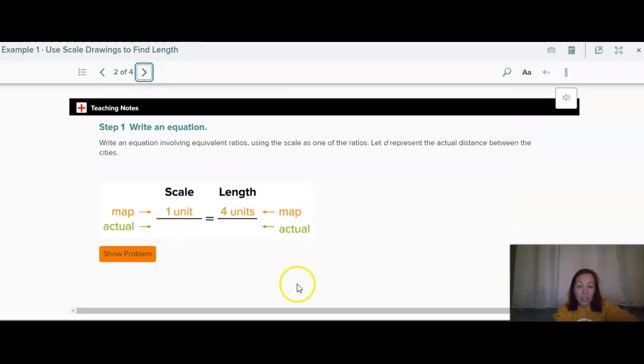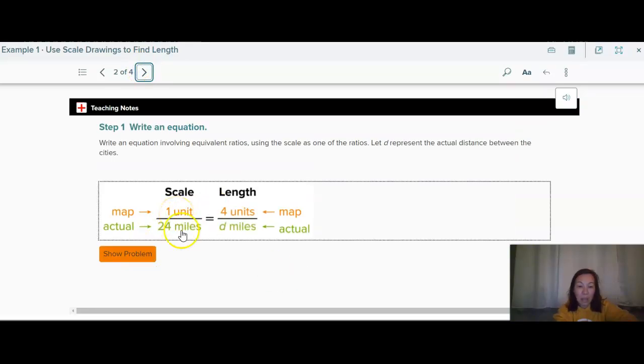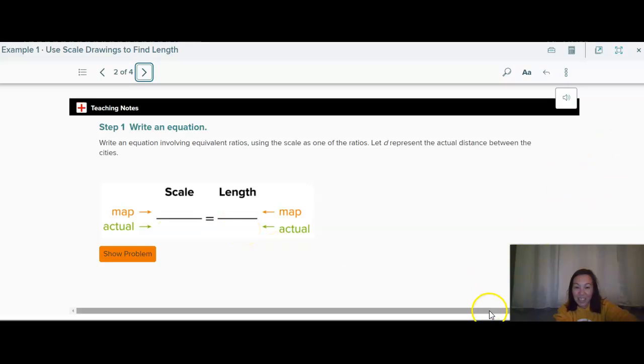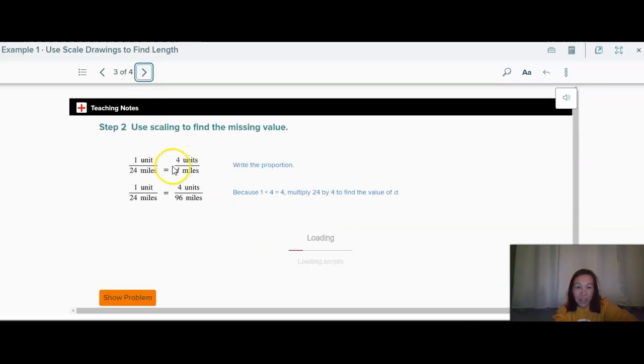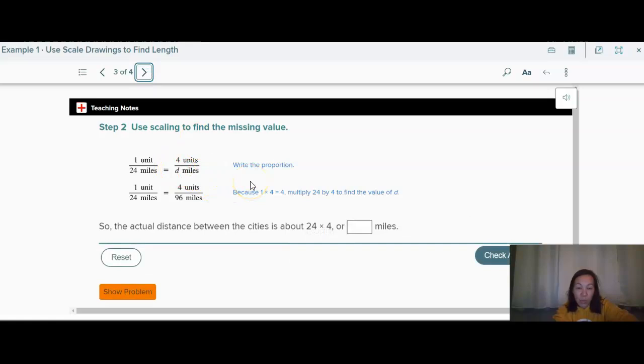So what we're going to do to set this up is set up a proportion here. Every 1 unit on the map is 24 miles. So for 4 units, how many miles is that? Now when we write out the proportion, one way we can solve this is because 1 times 4 gives us the 4 units, so we can do 24 times 4 to find how many miles there are here. So there are 96 miles between those two cities.